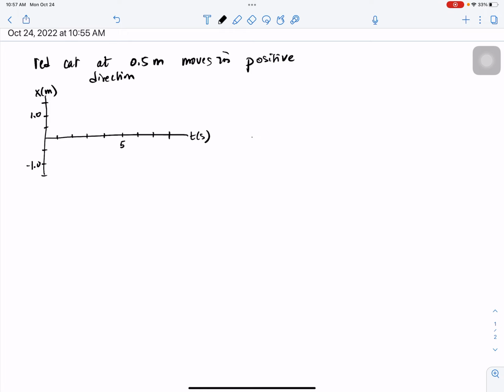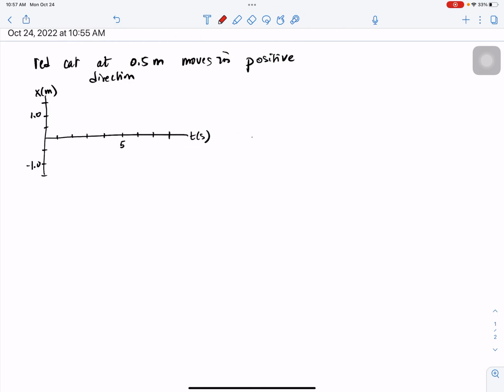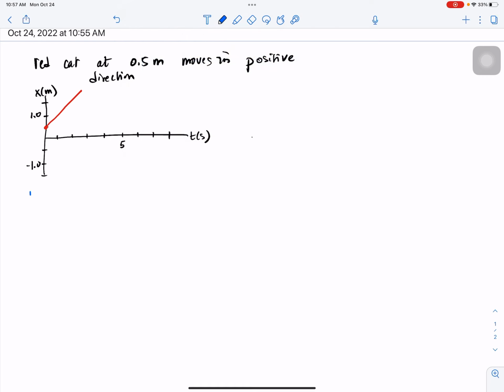So as I said, I'm just going to sketch these out. I can do red and blue. So red car is starting at 0.5, so that means at t equals 0, it's at 0.5, and it's moving in the positive direction. And the red car has a pretty steep slope, so I'm going to do a pretty steep slope. Okay. And then to this, we are going to add the blue car, same place.